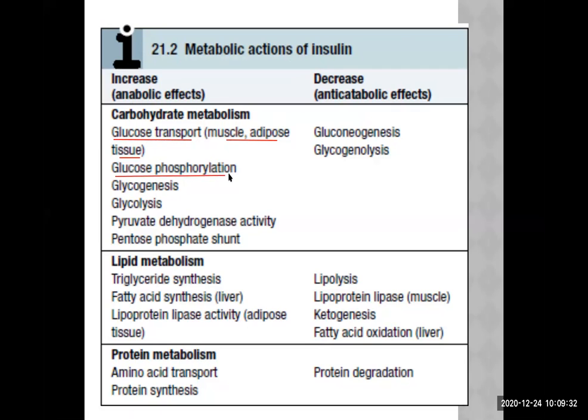Glucose phosphorylation inside the cell is increased. This is a utilization of the glucose. Glycogenesis is stimulated or increased by insulin. Glycolysis, again the production of energy inside the cell, is stimulated by insulin. Pyruvate dehydrogenase activity, an important enzyme at the beginning of the Krebs cycle, and the pentose phosphate shunt or HMP shunt are also stimulated by insulin. So these are the important points.